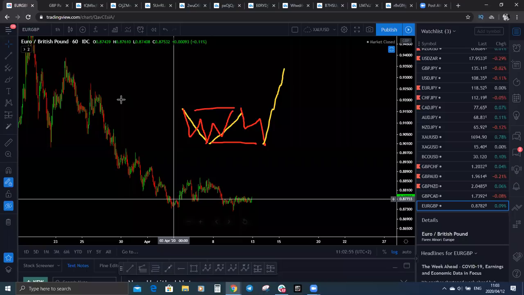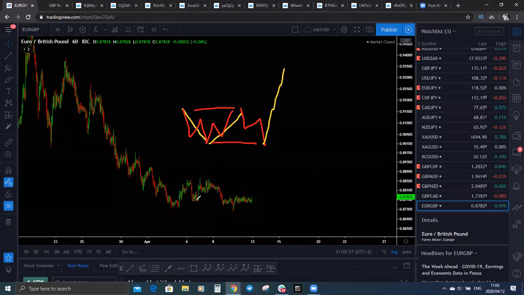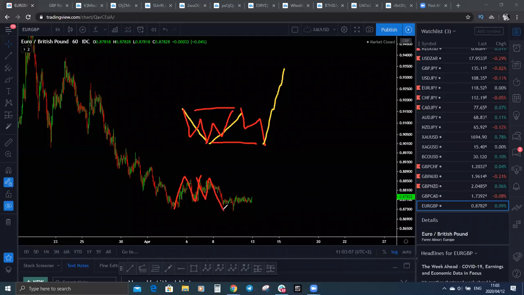We see 3 waves up in red, 1, 2, 3. What do we see here? We see also another 3 waves to the downside. So this actually should be 1, 2, 3 there. Let me draw it cleanly. 1 there, 2 there, and then 3 there.